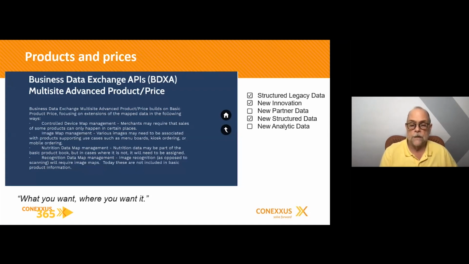There are all kinds of ways to divide this up, and I'll mention that it's not just prices; it's also blue laws, it's also taxes, and BDXA multi-site advanced product price covers all of those things. It's going to be obviously we're covering legacy data, but it allows for new innovation and new structured data. Next.